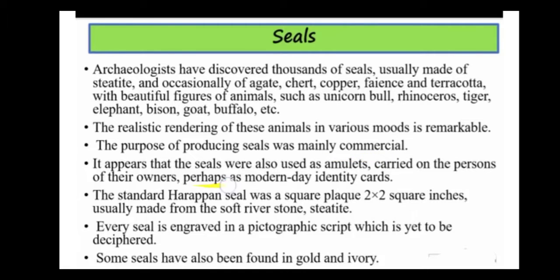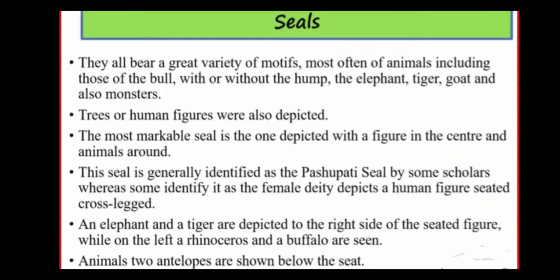It appears that the seals were used as amulets carried on the persons of their owners, perhaps as modern day identity cards. The standard Harappan seal was square, about 2 by 2 inches, usually made of the soft river stone steatite. Every seal is engraved in a pictographic script which is yet to be deciphered. Some seals have also been found in gold and ivory. They all bear a great variety of motifs.